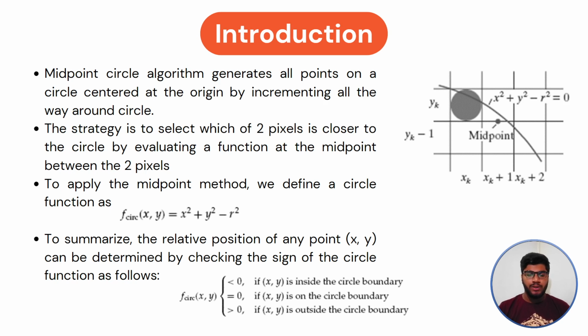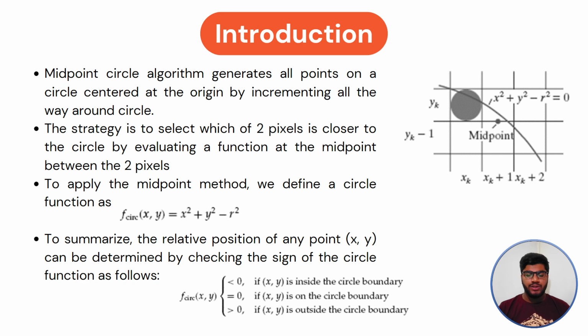To apply the midpoint method, we define the circle function as f(x, y) = x² + y² − r², where r is the radius of the circle. To summarize, the relative position of any point (x, y) can be determined by checking the sign of the circle function as follows.